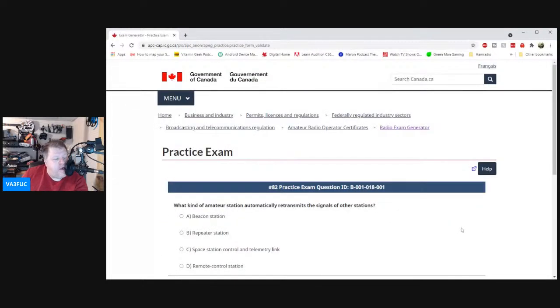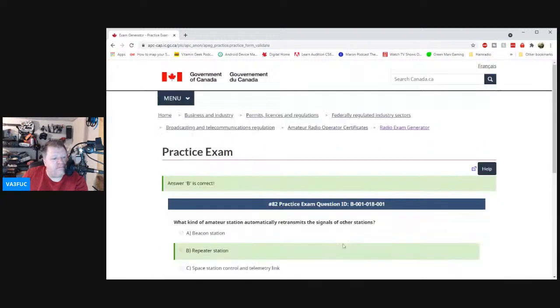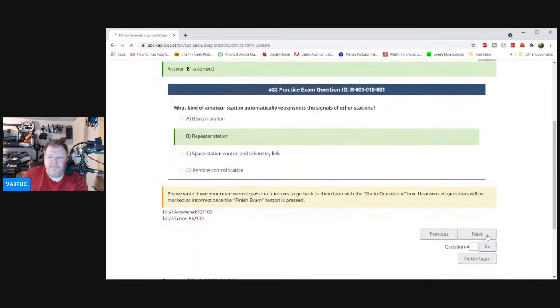Okay. What kind of amateur radio station automatically retransmits a signal from another station? That's easy. That's B. Repeater. It's repeating the signal.